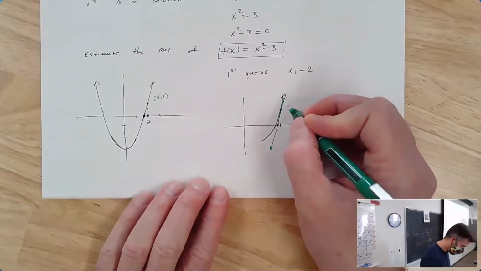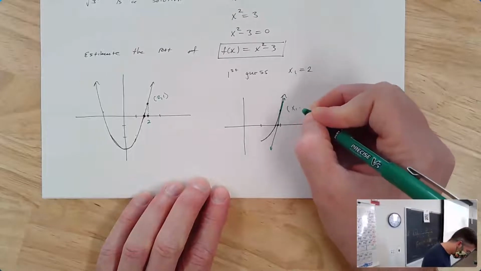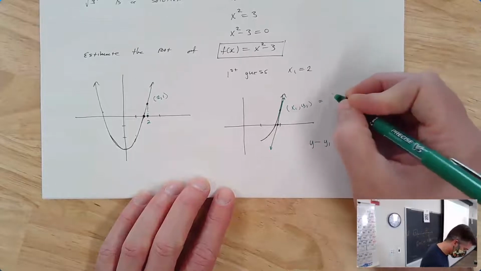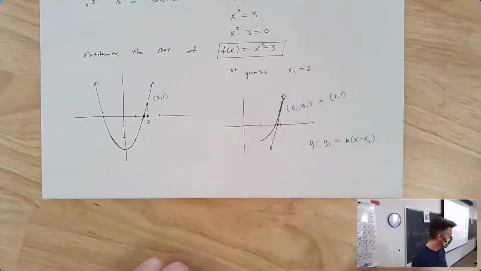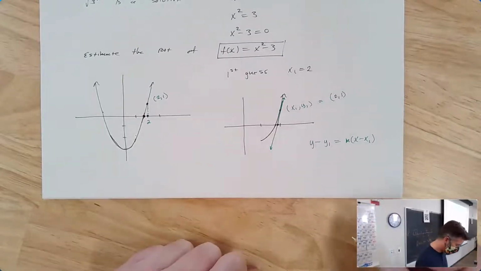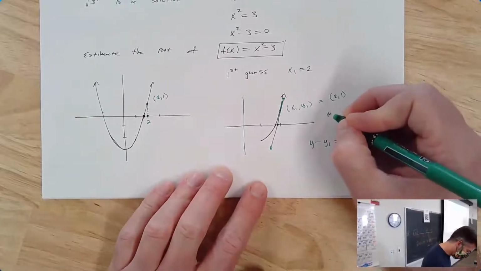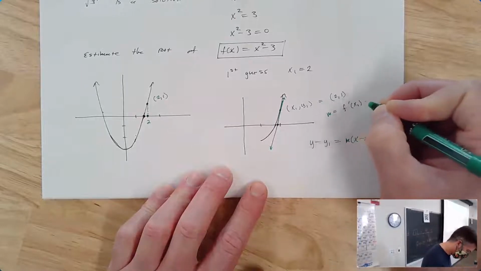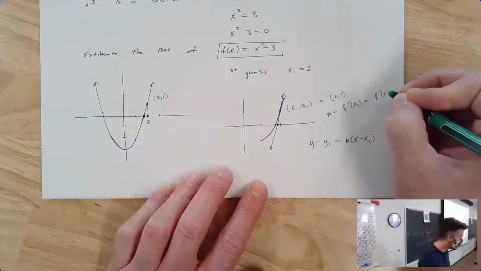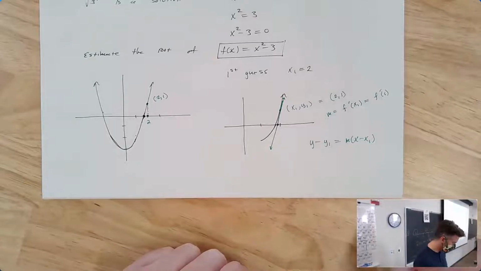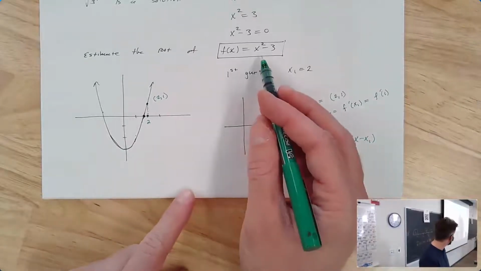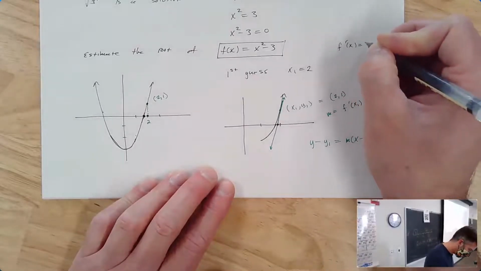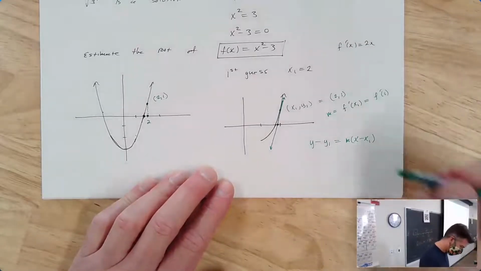This point here is my x1, y1, which in this particular case is 2, 1. My slope is going to be f prime of x1, which in this case is f prime of 1, which is going to be, well, the derivative. The function is x squared minus 3, so f prime of x is going to be 2x. So f prime of 1 is going to be 2.